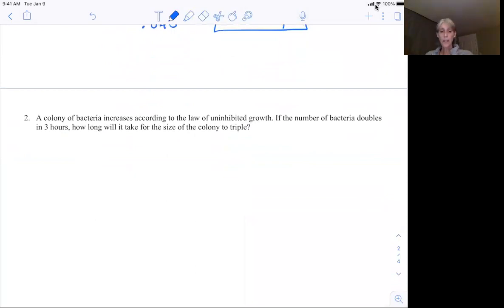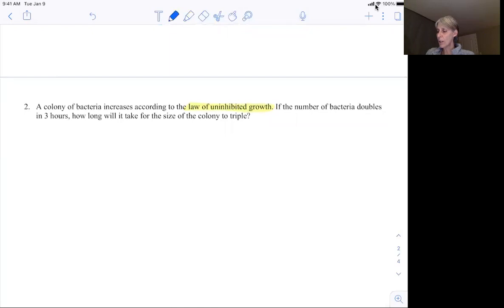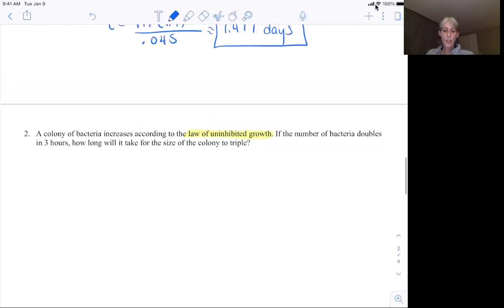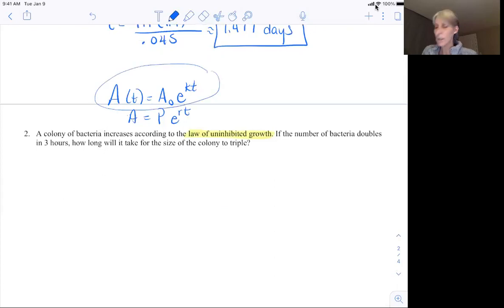We have a colony of bacteria that increases according to the law of uninhibited growth. That's important. If the number of bacteria doubles in 3 hours, how long will it take for the size of the colony to triple? The difference in this problem is they didn't give you an equation to start with, so you have to kind of know. I have my law of uninhibited growth. If you like to use it in APERT, that's fine, but I would like you to start going with the fancier notation.